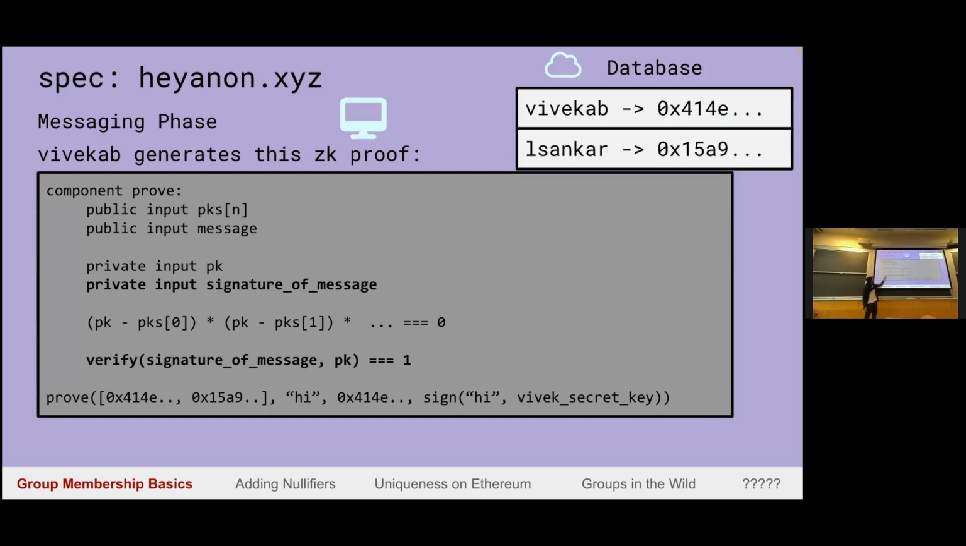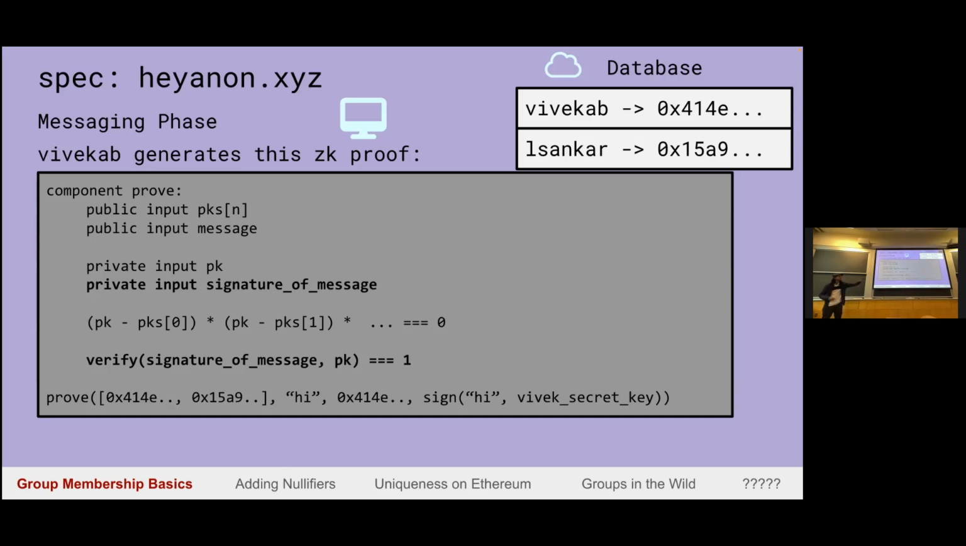We also pass in our message. This message is going to be public. Say it's something like hi. We're going to have our private input, our public key. This is a little strange. Why is our public key a private input? It's because we don't want to reveal which public key we are. We want to say we're one of the public keys in that set, but we're not going to tell you which one we are. So our public key becomes a private input to the ZK snark.